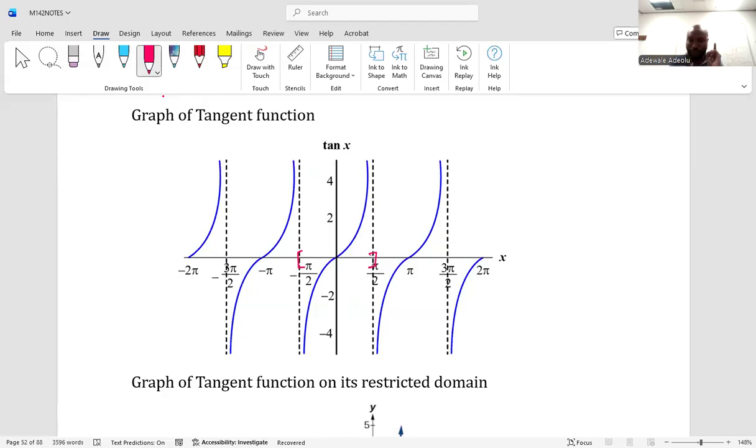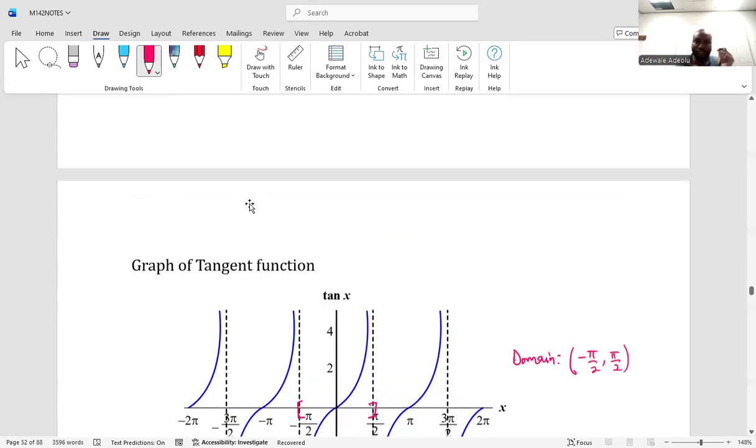But mind you, remember, we do not get to that negative pi over 2 and positive pi over 2 for tangent. So I'm going to write the restricted domain as this, negative pi over 2 to pi over 2, open. I will leave it open, meaning I do not get to the end points.